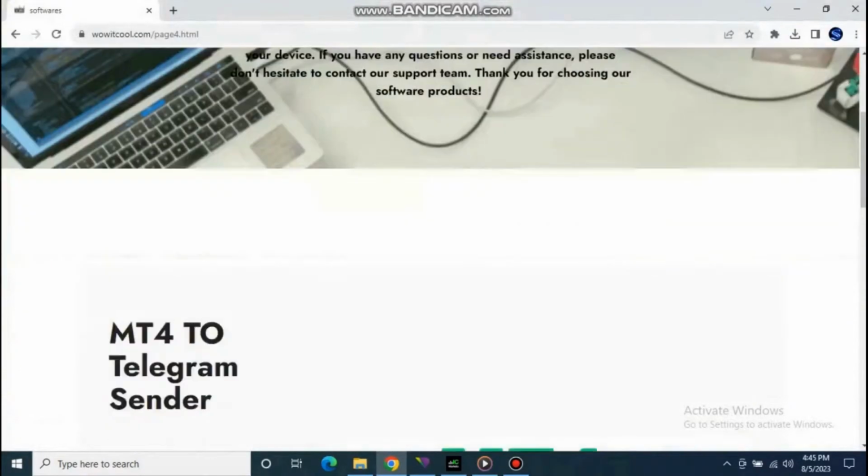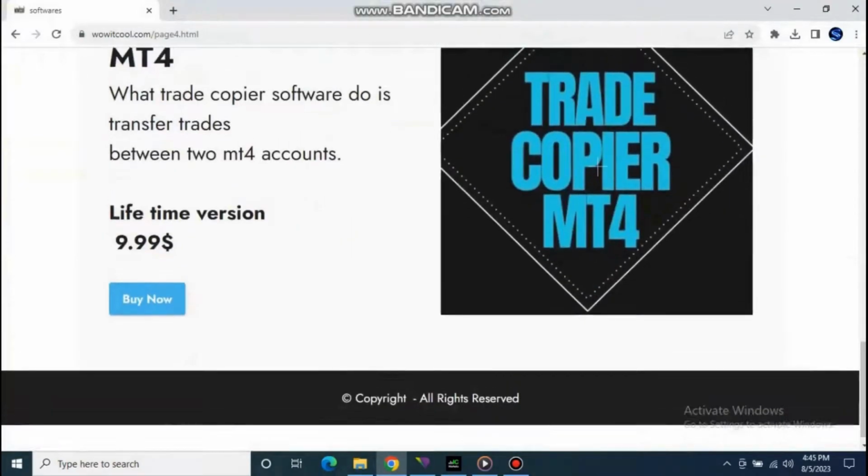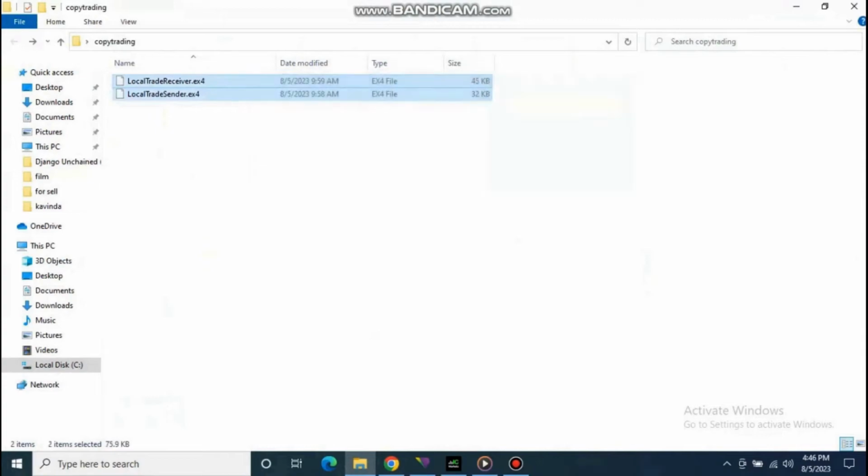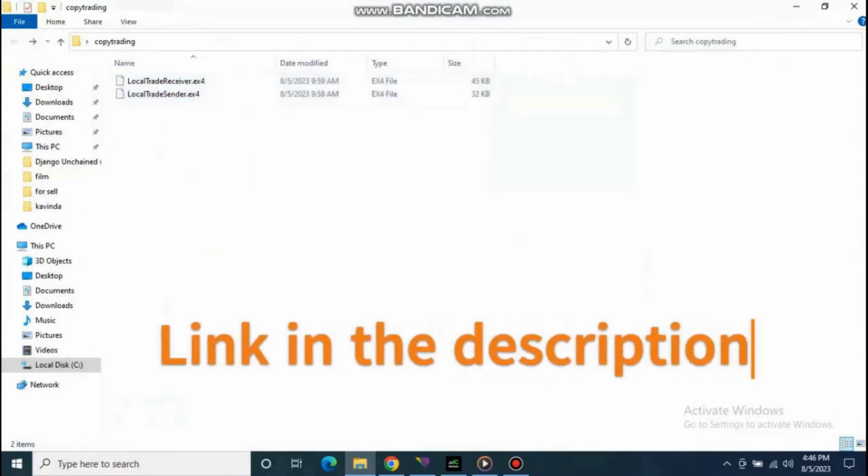To do this, we need to download a zip file. I will put the link in the description. I have already downloaded the zip file. You should unzip the file. Here we have two EA files. One is local trade sender, and the other one is local trade receiver.